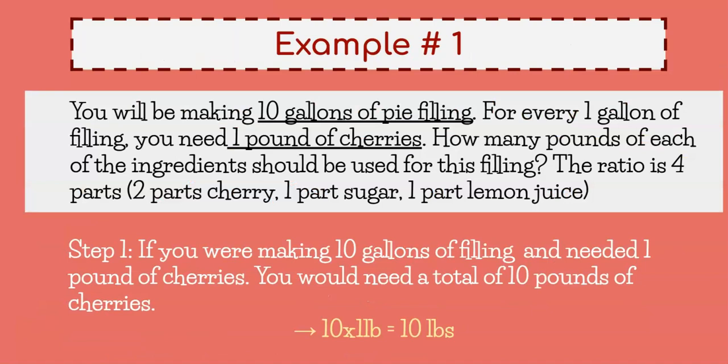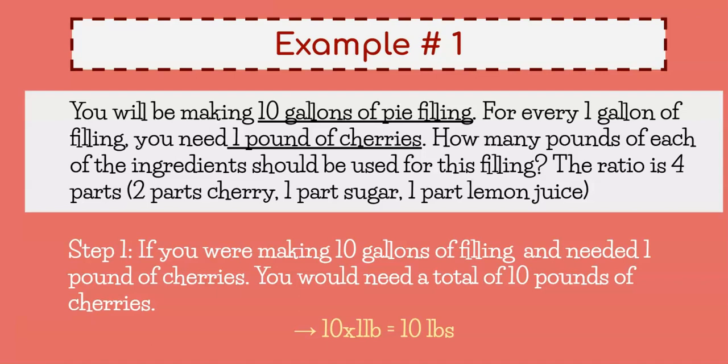All right, so here is cherry pie filling. You'll be making 10 gallons of pie filling. For every 1 gallon of filling, you need 1 full pound of cherries to make 1 gallon of filling, and you need a total of 10 gallons. How many pounds of each of the ingredients should be used for this filling? The ratio is 2 parts cherry, 1 part sugar, 1 part lemon.